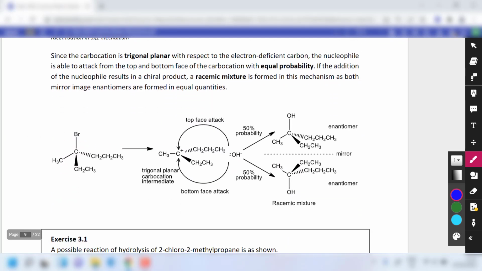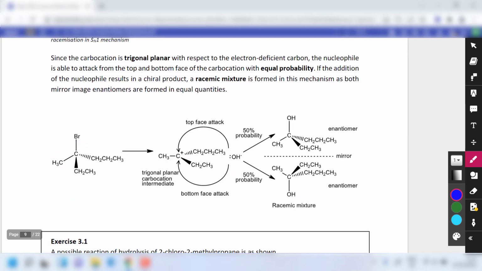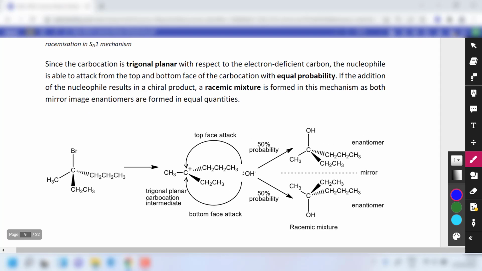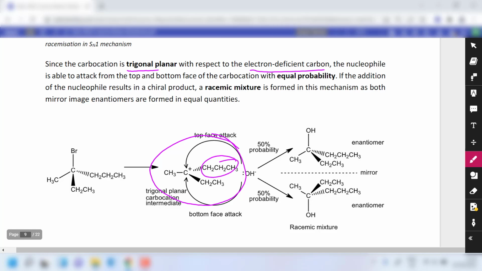Okay, so I think I've mentioned what I need to mention over here. So maybe I can emphasize some of the important points again. So we have trigonal planar geometry about the electron deficient carbon's importance. Remember that this whole intermediate is not trigonal planar. Why? Because these are all tetrahedral in geometry. So you need to be a little bit more specific when you are talking about the geometry. It's trigonal planar with respect to the electron deficient carbon.